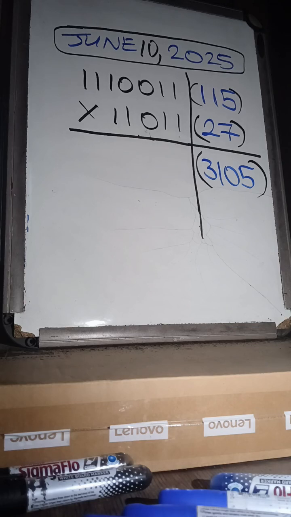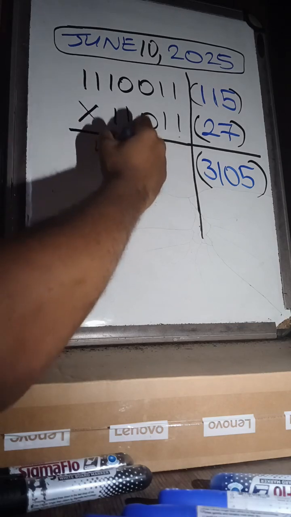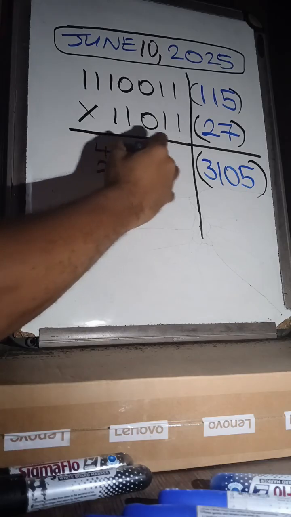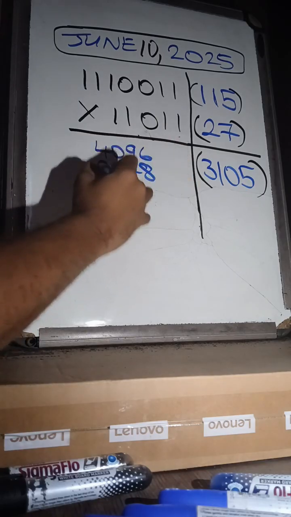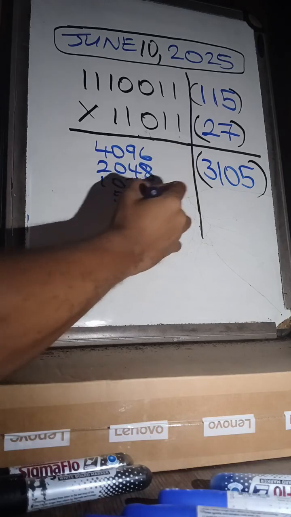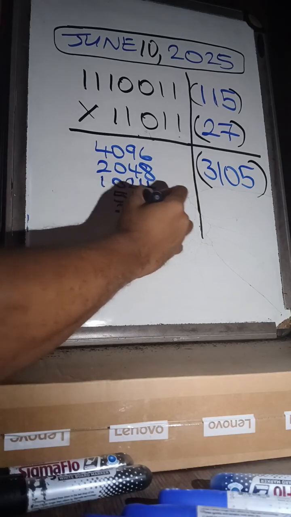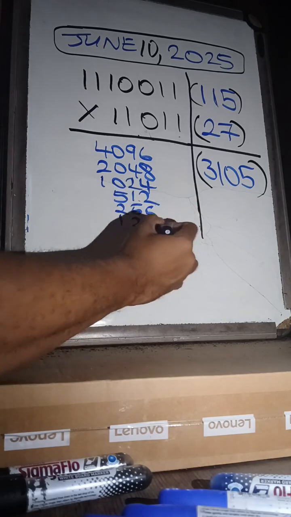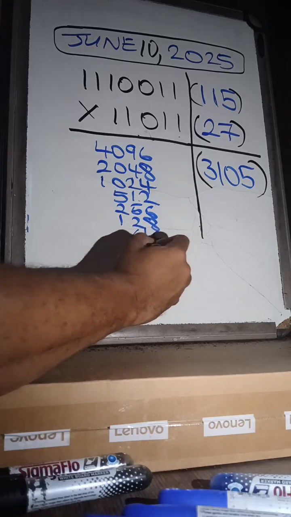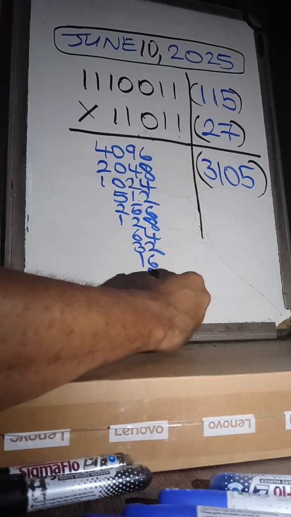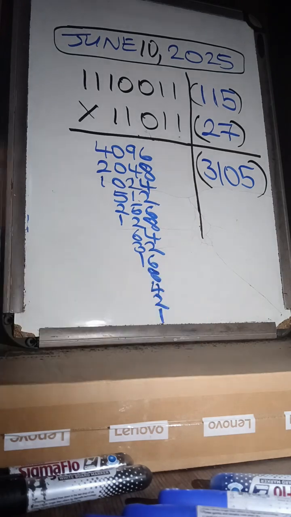So let me start with 4,096. Then I move to 2048, 1024, 512, 256, 128, 64, 32, 16, 8, 4. There we go.